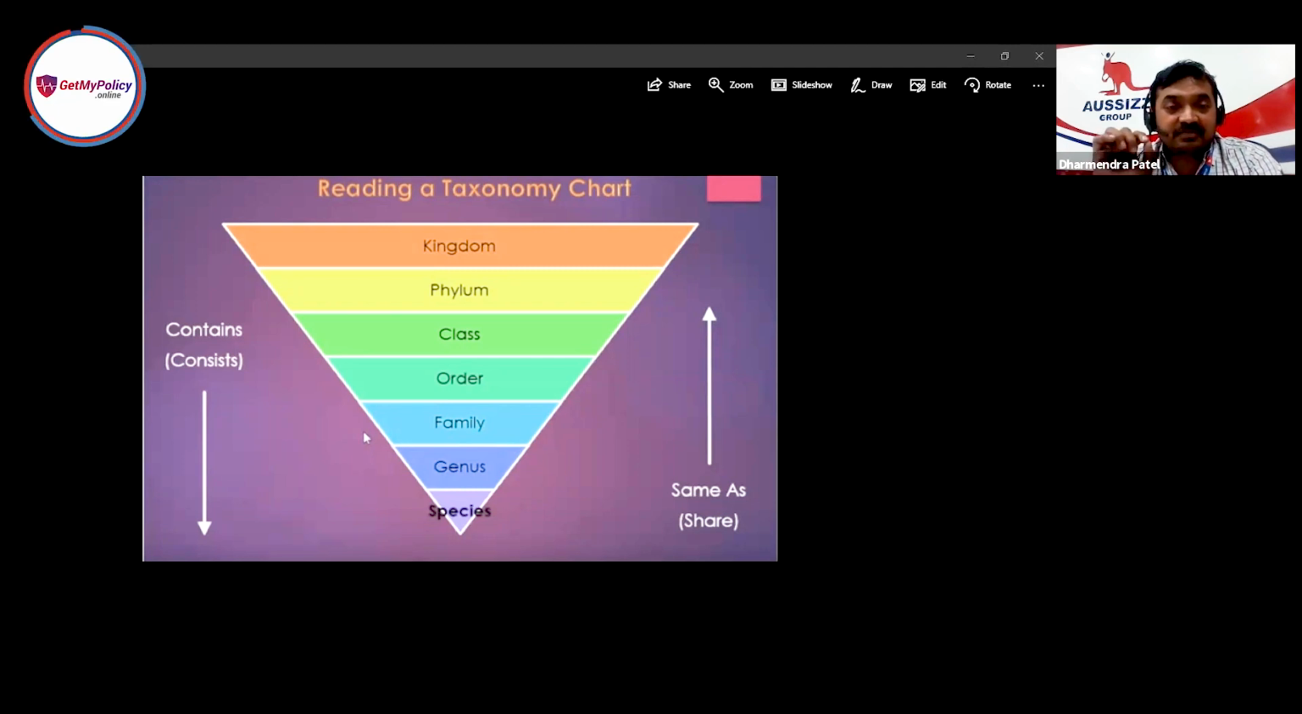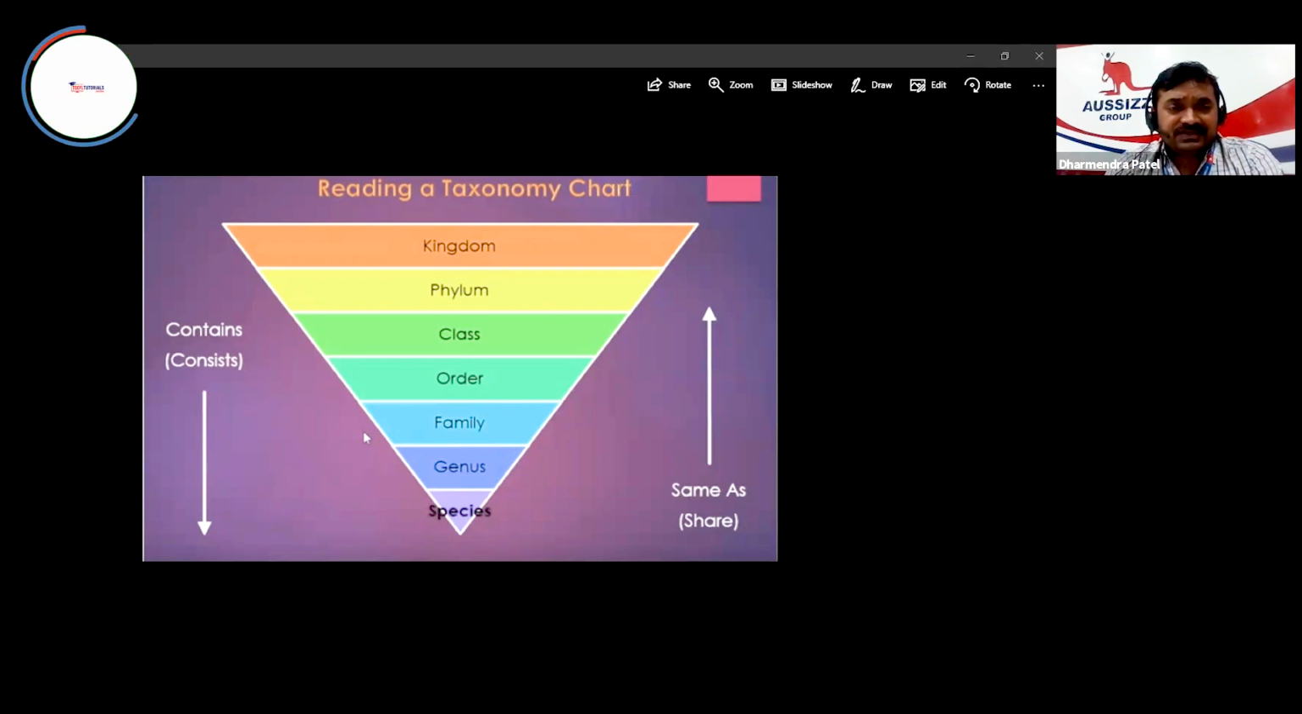Exactly, it's the kingdom here, as country, then phylum, then class, and so on till species, where the species is actually the name of that person. So this is ideally a way to read the taxonomy. It's a taxonomy chart. This is how you read it.